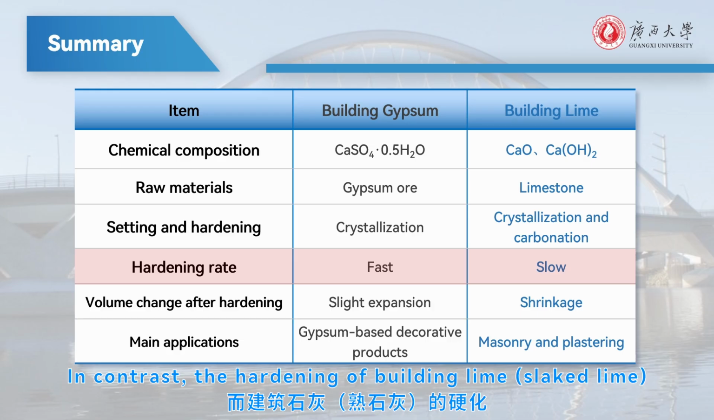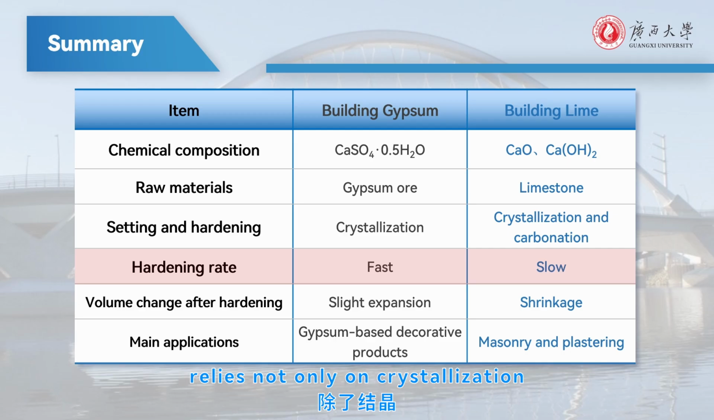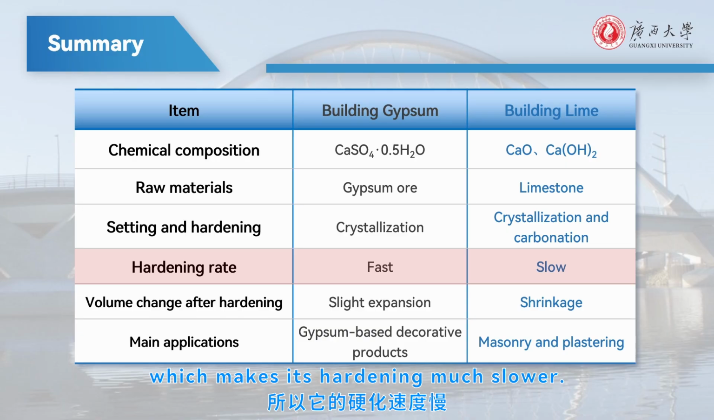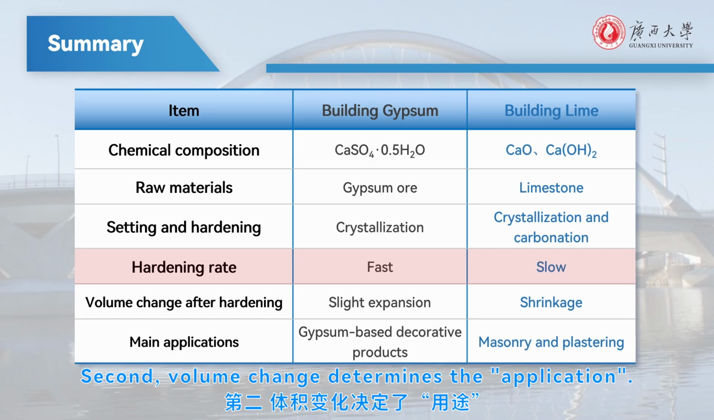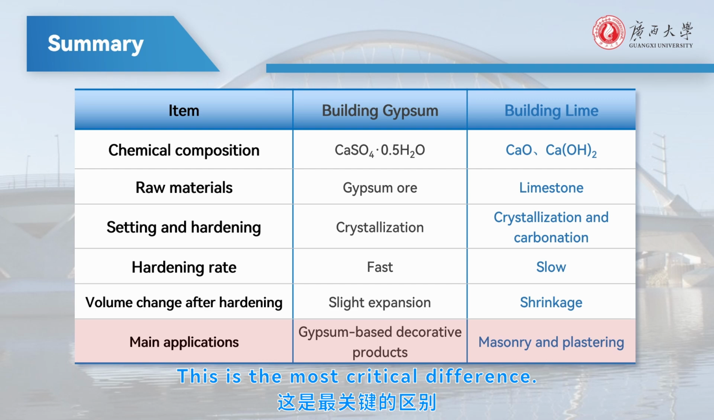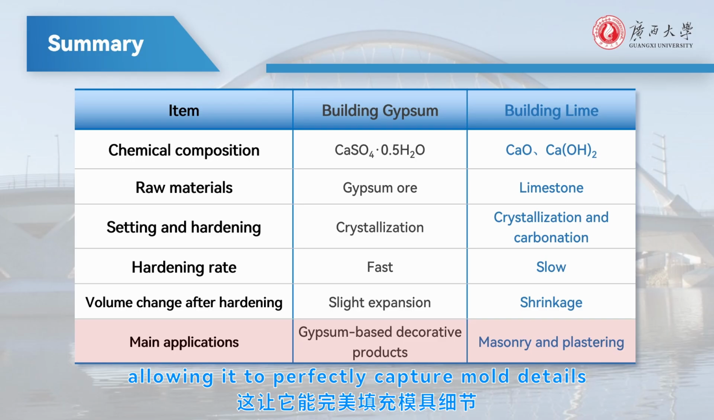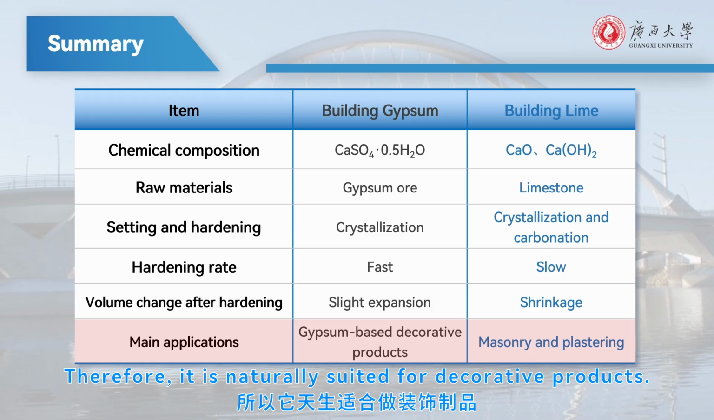In contrast, the hardening of building lime, slaked lime, relies not only on crystallization, but also on a slow carbonation process, which makes its hardening much slower. Second, volume change determines the application. This is the most critical difference. Gypsum undergoes slight expansion during hardening, allowing it to perfectly capture mold details without cracking. Therefore, it is naturally suited for decorative products.